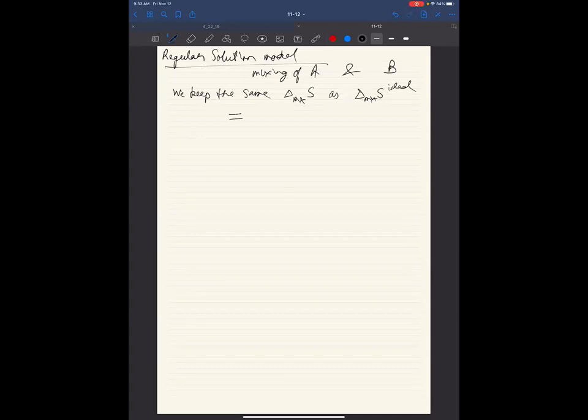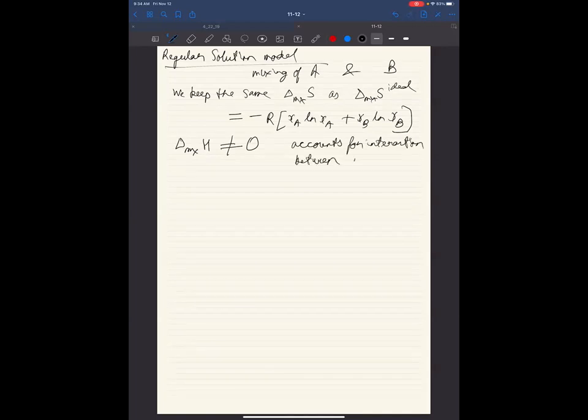So we know how much this is. This we know is minus R (XA ln XA plus XB ln XB). We like this entropy expression so much that we keep it. However, delta mixing H is no longer zero. This accounts for interaction between A and B.